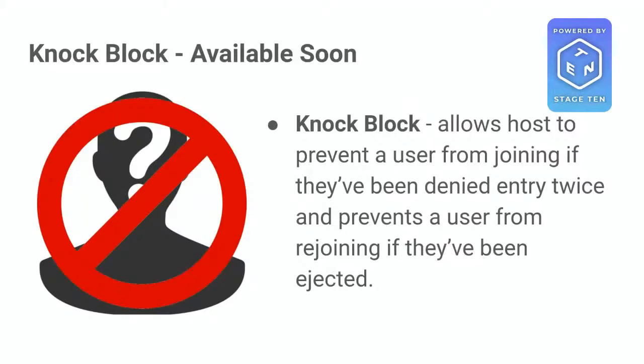It is two-part. Again, it's preventing people from entering or asking to join if you've denied them twice already. And if you have to eject a participant, they can no longer get back in automatically. You'd have to manually and personally invite them. So that is the purpose of knock block.